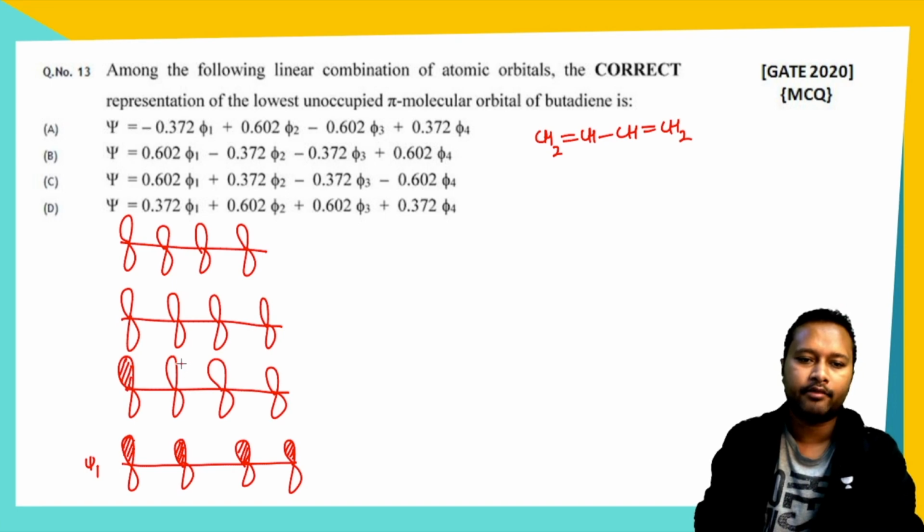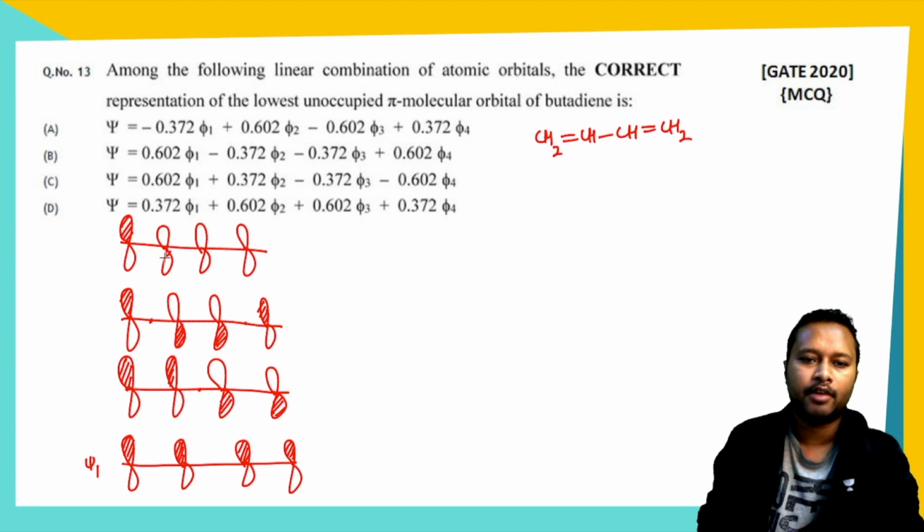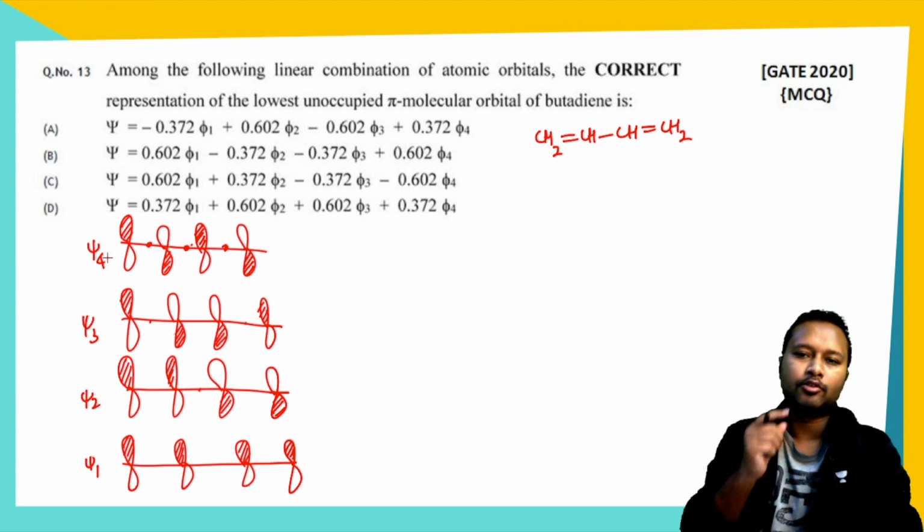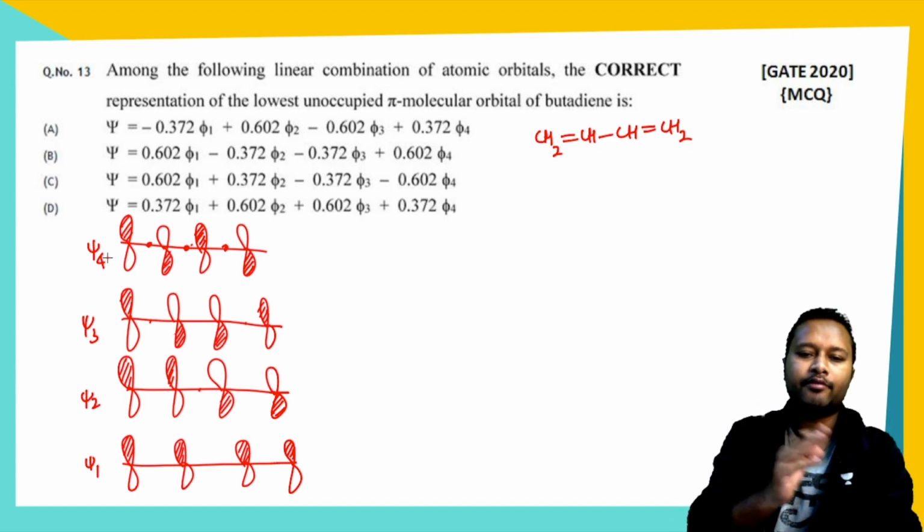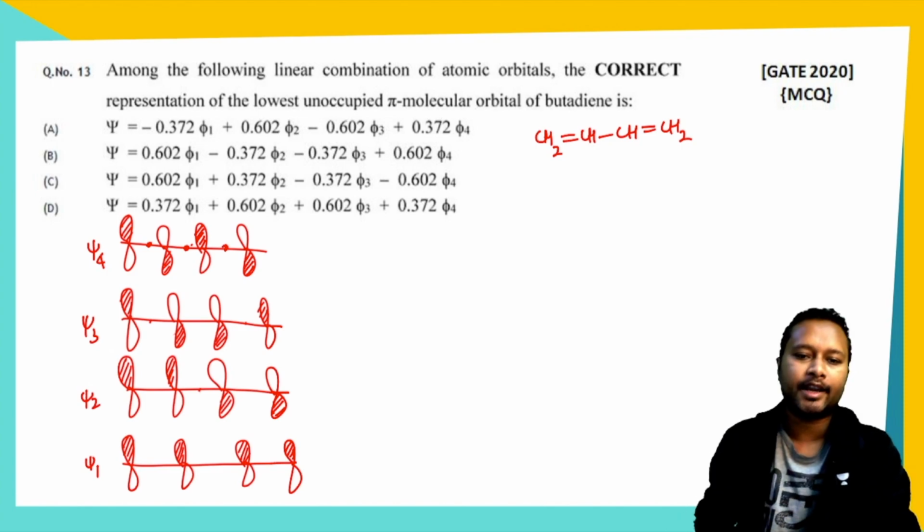This particular one will have 1 node, and that node will be present at the center here, so that means the sign will change from this position. The third one will have 2 nodes, here and here, so the sign will change from here like this, and this is how the lobes will be colored. And the highest one will have 3 nodes between all of these, so the sign will change like this, and then again the sign will change. So here you have 1, 2, 3 nodes. So this is psi1, this is psi2, this is psi3, and this is psi4. You know the number of nodes is n minus 1. Whatever energy level you have, you just have to take 1 less than that to find the number of nodes.